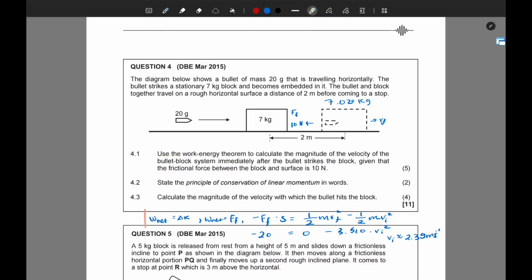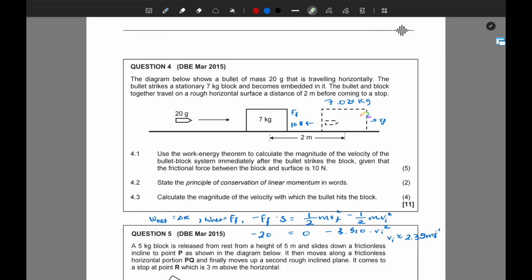Well, the work energy theorem is that the net work is equal to the change in kinetic energy, and right now the only work being done on the block and bullet system is the force of friction. The force of friction is already given to us, and with the formula of work being force into distance, we can plug that in as negative because it's going the opposite direction of the velocity we're looking for. It'll be negative 10 into 2. This will be negative 20.